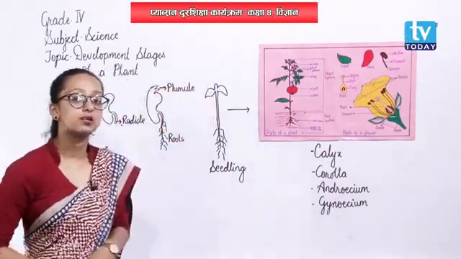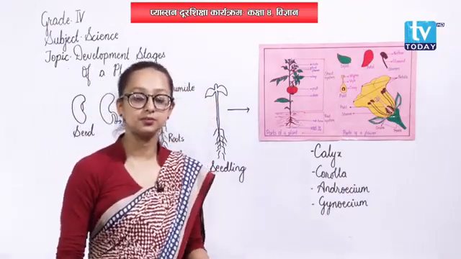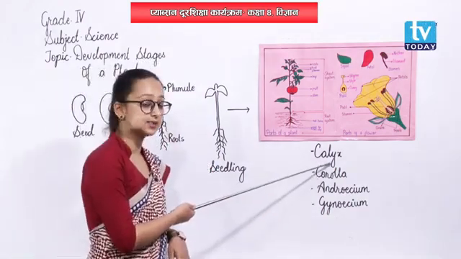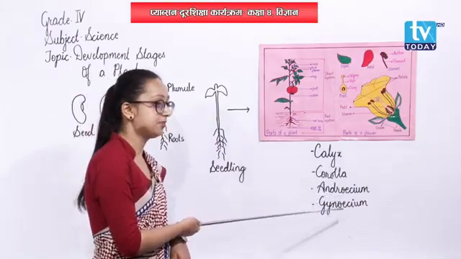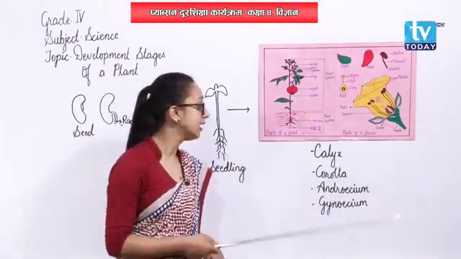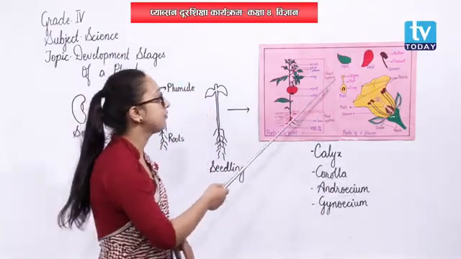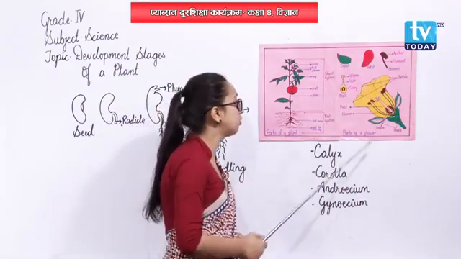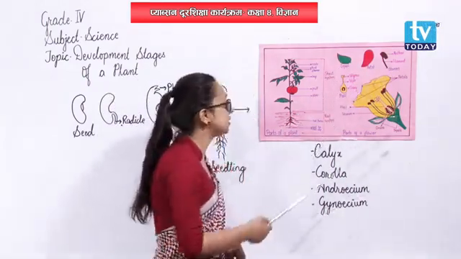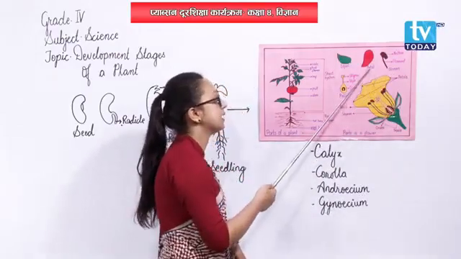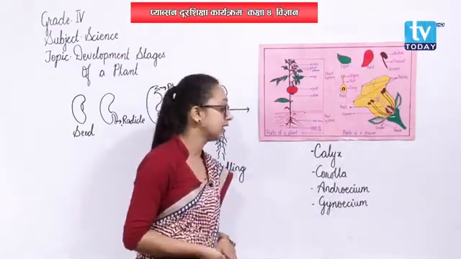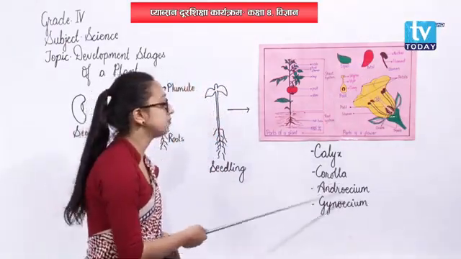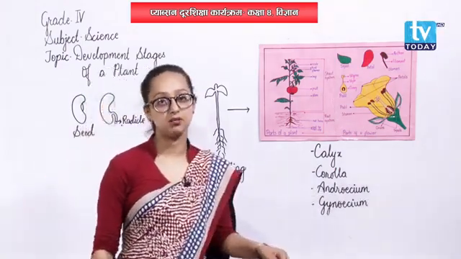Do you remember what are the 4 whorls of a complete flower? The 4 whorls of a complete flower are calyx, corolla, androecium and gynoecium. Each part is made up of other individual parts: calyx is made up of sepals, corolla is made up of petals, androecium is made up of stamens and gynoecium is made up of pistils. Here androecium is the male reproductive part of a flower and gynoecium is the female reproductive part of a flower.